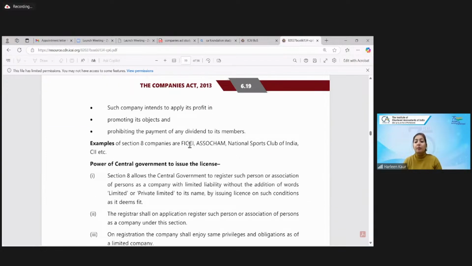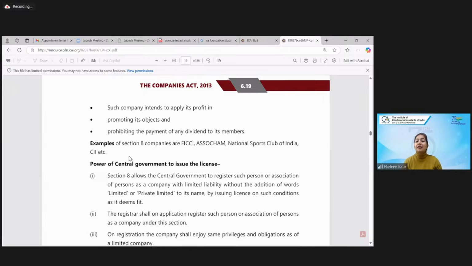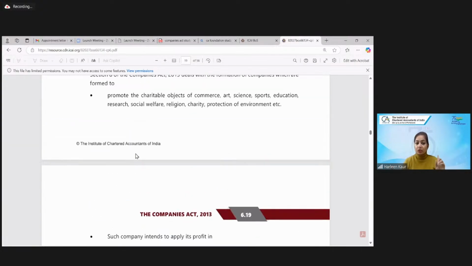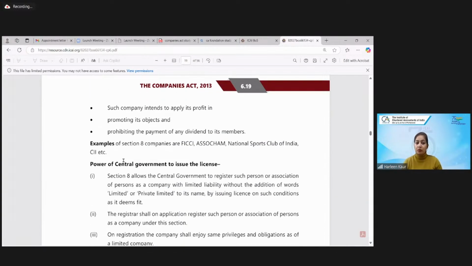So all these kind of companies like FICCI, ASSOCHAM, National Sports Club, CII, these are examples of Section 8 companies which are simply working for the objective of the company and they do not give any dividend to its members. So Section 8 companies are only for promoting its charitable objectives and they use their profits for promoting their object and they don't give dividend to the members. So if I say Section 8 companies is giving dividend to our members, then it is not valid. It is not correct. They cannot give dividend to its members.